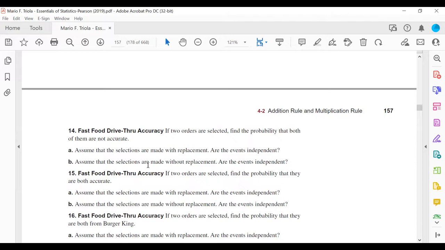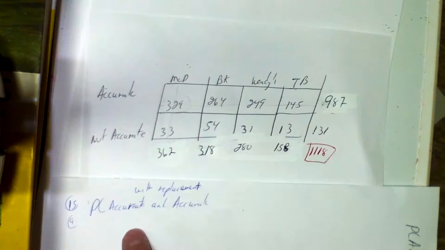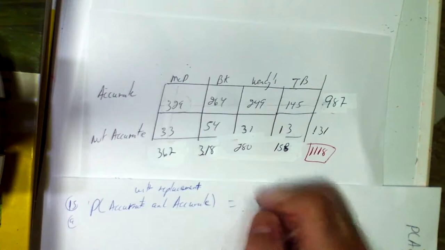Okay. All right, so let's go back over here. And you're gonna use parts over total for these, for the independent ones. Okay, here we go. Let me switch it over. So, I want to do with replacement. Accurate and accurate. All right, so with replacement means that they're independent.